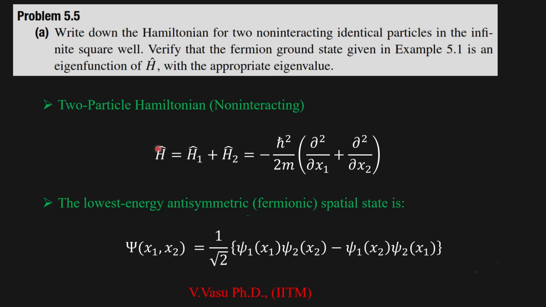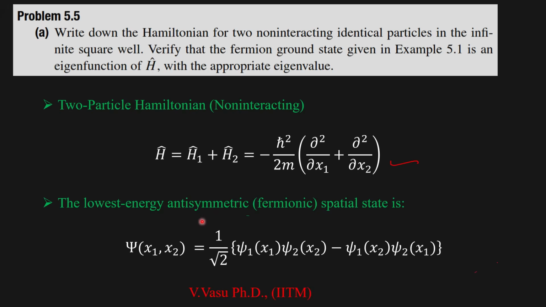The particles do not interact, so the total Hamiltonian is equal to the Hamiltonian of particle 1 plus the Hamiltonian of particle 2, which can be written as minus h-bar squared over 2m times the sum of the second derivatives ∂²/∂x1² plus ∂²/∂x2². So this is the Hamiltonian.